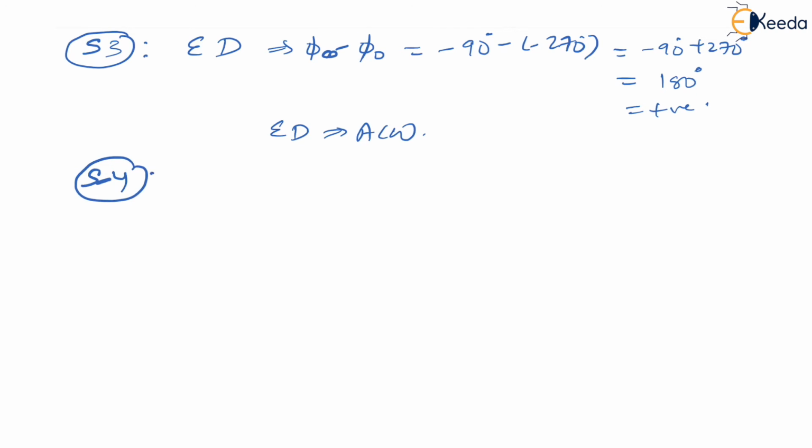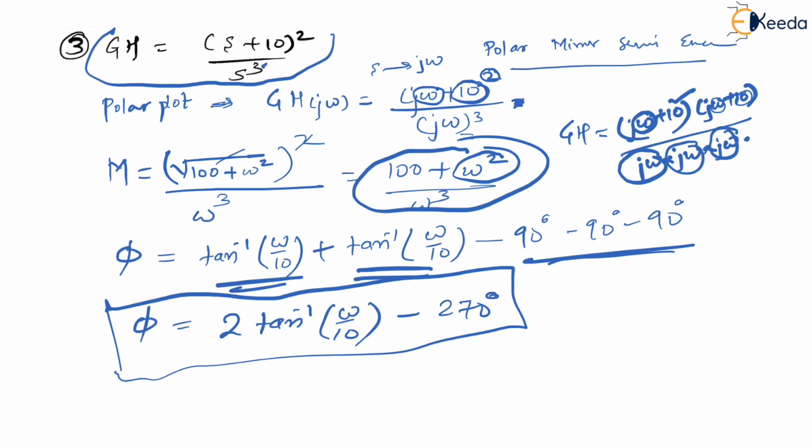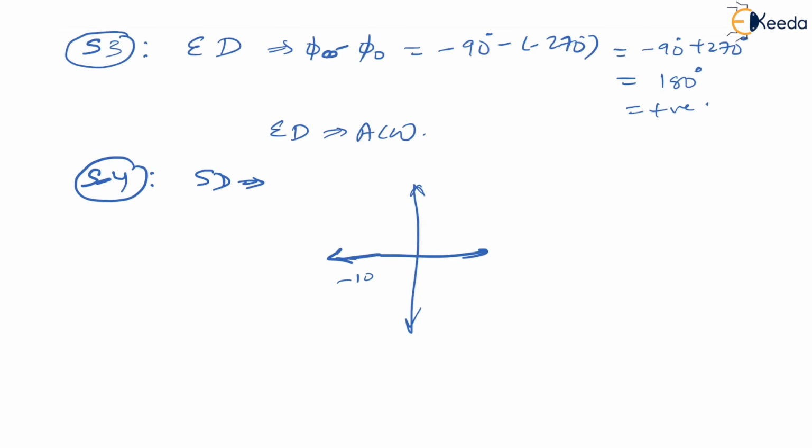Now what is step 4? Step 4 is to find the starting direction. For that, what we do is we plot the polar plot. How will that polar plot look? If you see, you have 3 poles at the origin and you have 2 zeros at s equal to minus 10, right? So you have here 2 zeros, and you have here 3 poles at origin.